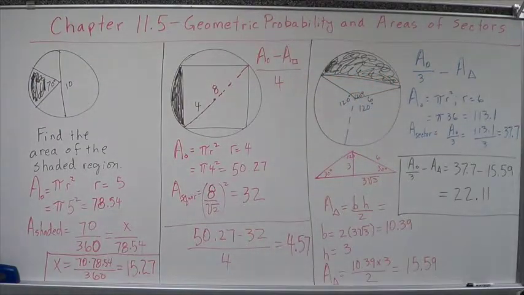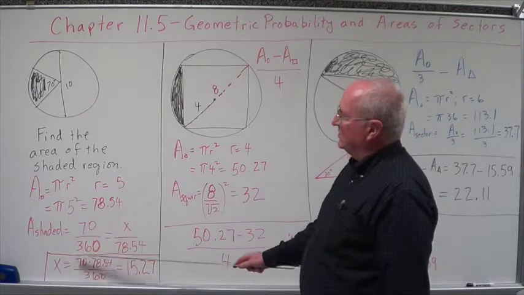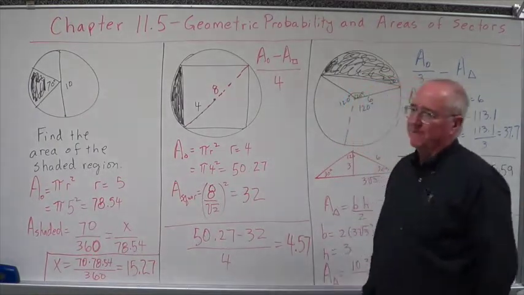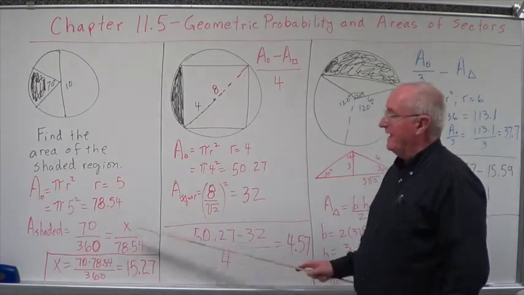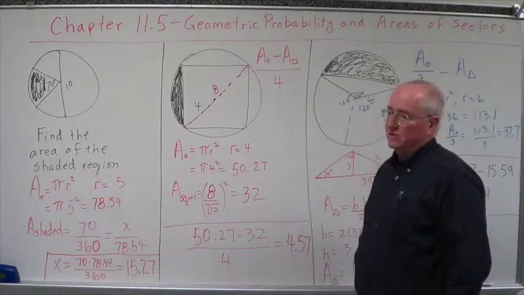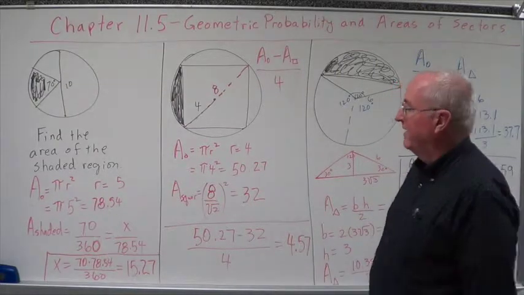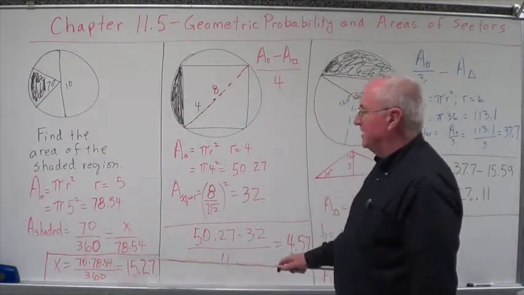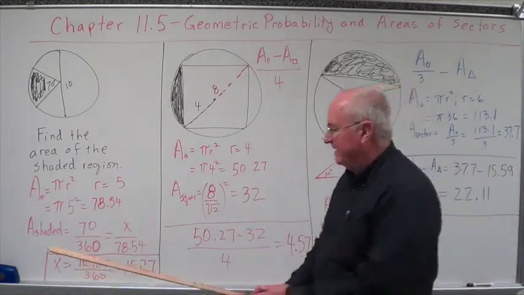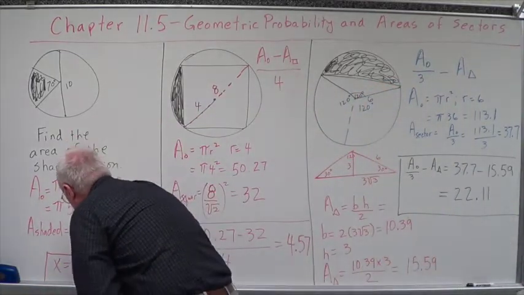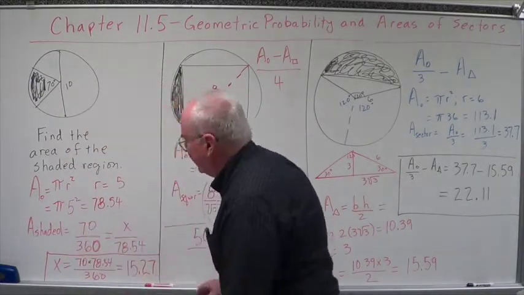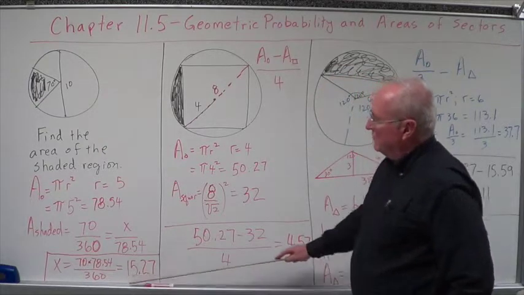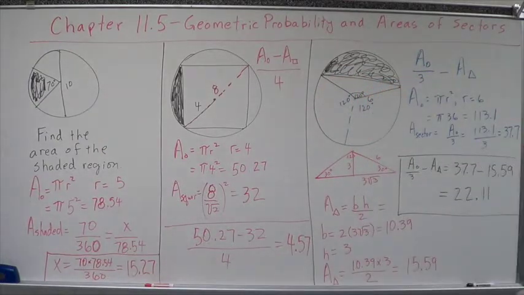What part is that? Well, we're going to set up a proportion. 70 is to 360 as x is to 78.54. 70 degrees of the circle is to the entire circle as the area of our sector is to 78.54, the total area of our circle. So we simply do the cross multiplication. We come up with 70 times 78.54 divided by 360. When you do that, the area of that shaded area is 15.27.